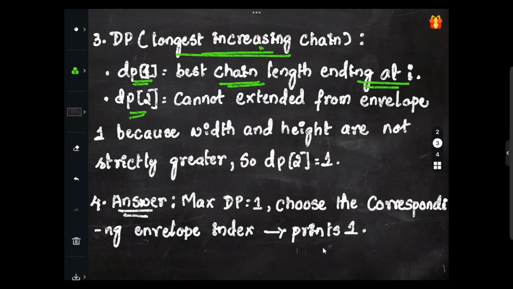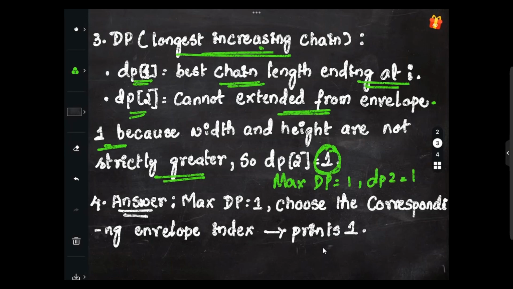See here, 1 1 we have got here, right? So dp1 is nothing but the best chain length that is ending at I. dp2 is nothing but the one which cannot be extended from the envelope. So here, envelope 1 cannot be extended because width and height are not strictly greater here. So dp of 1 is 1 itself, dp of 2 is also 1 basically. So max dp is 1, we'll choose the corresponding envelope index, which prints 1 as well.